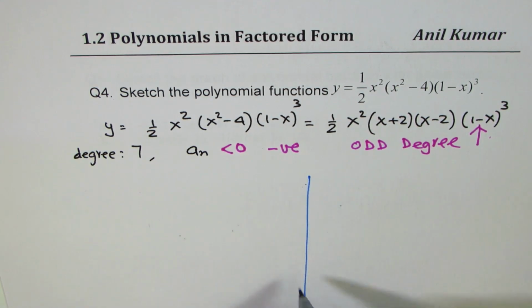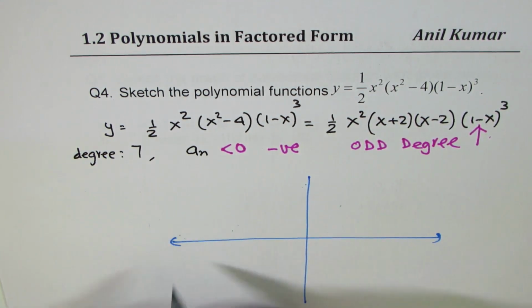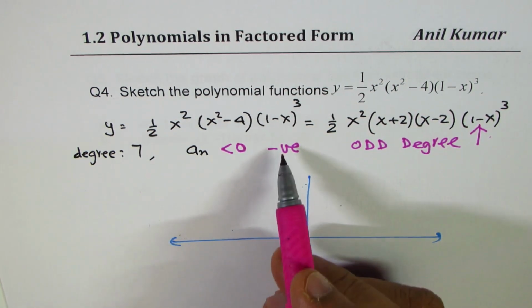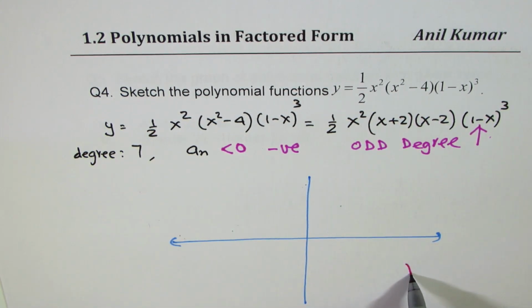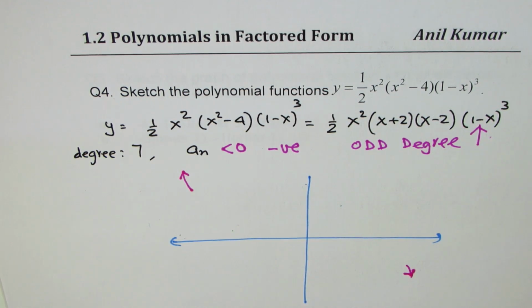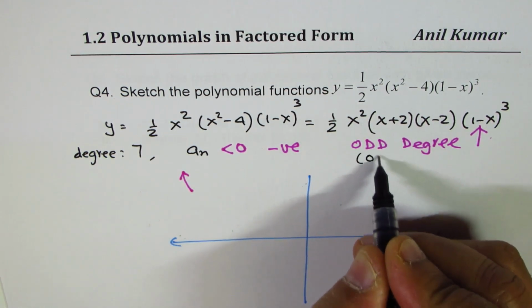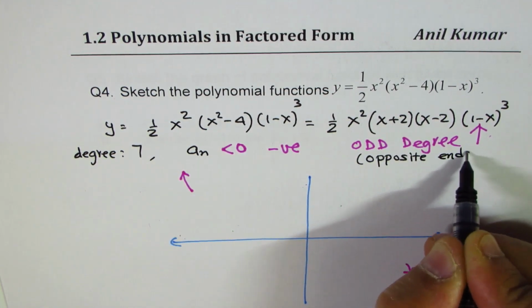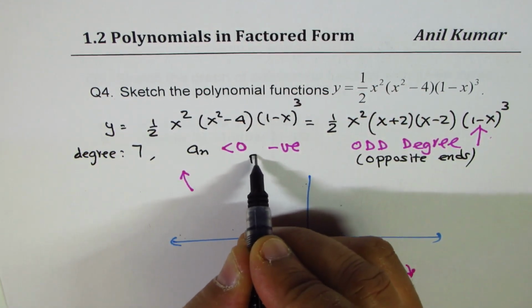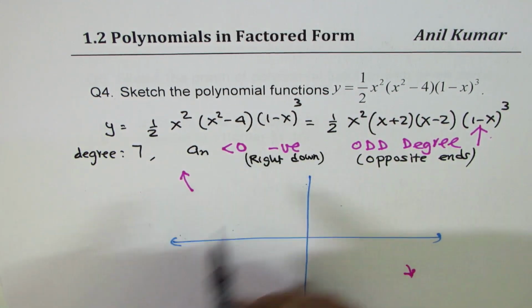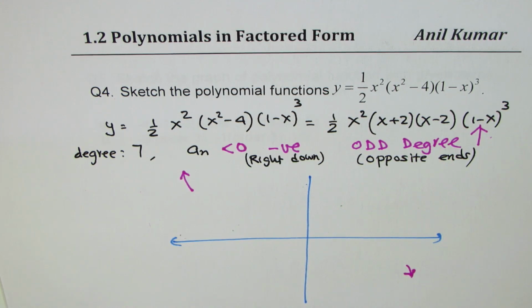How are you going to sketch it? Okay, so odd degree really means opposite ends, and negative leading coefficient means right side down. So right side is down and opposite ends. Does it make sense? Right? So this really means opposite ends, and this means right down. So I hope the concept is clear, right?